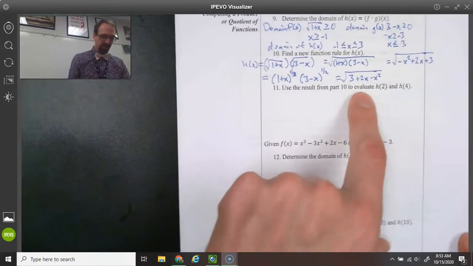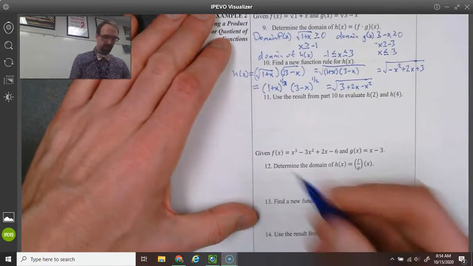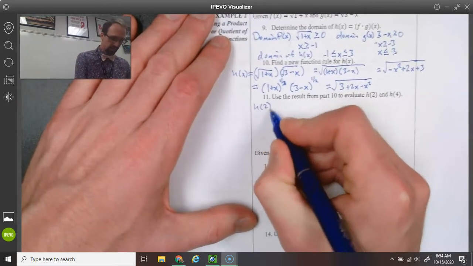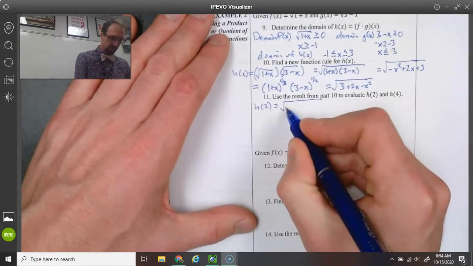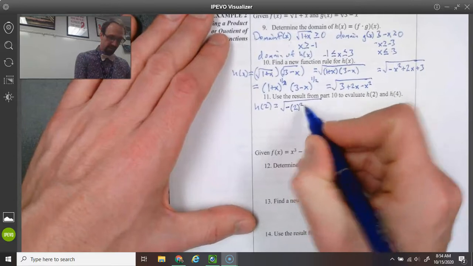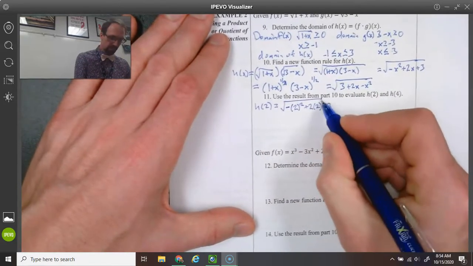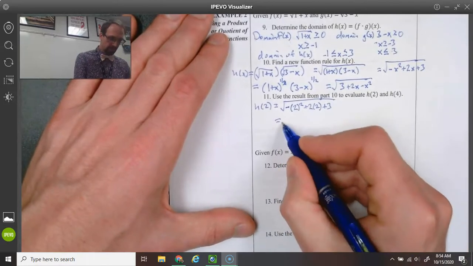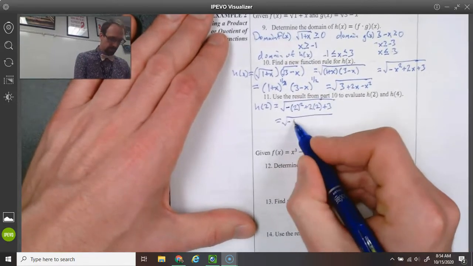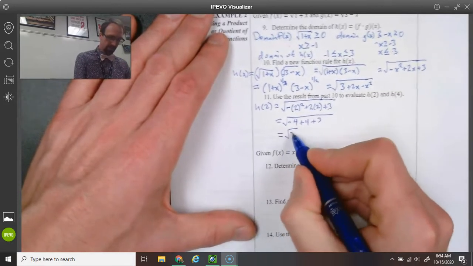Use the result from part 10 to evaluate h of 2 and h of 4. So h of 2, plugging in 2, is equal to the square root of the opposite of 2 squared plus 2 times 2 plus 3. That is negative 4 plus 4 plus 3. Those two cancel, so we get the square root of 3.